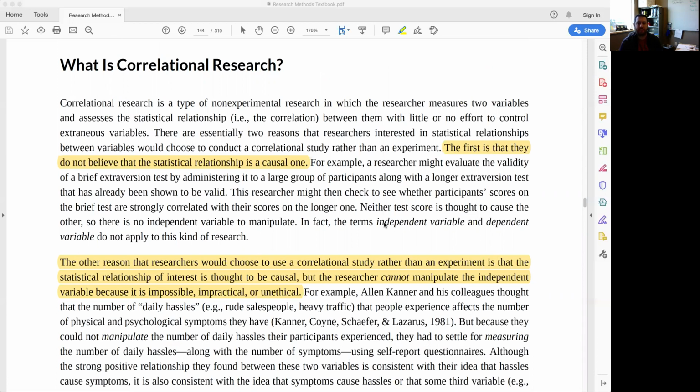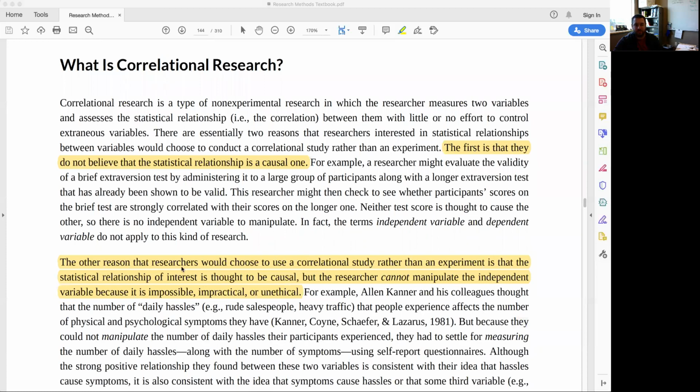When we look at a correlational research design, the reason people go about this type of design is that they do not believe the statistical relationship is a causal one. So again, you have two variables of interest. You ultimately don't think one is causing the other. You just want to see how they relate to one another. It goes over a little bit of a psychometric thing of using two different scales, and if they correlate, you can know that each scale was essentially measuring the same thing.